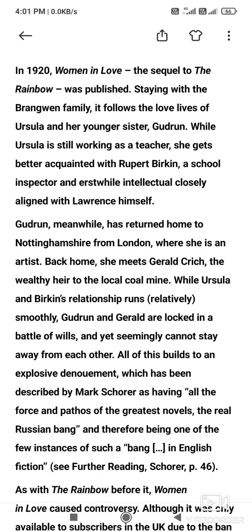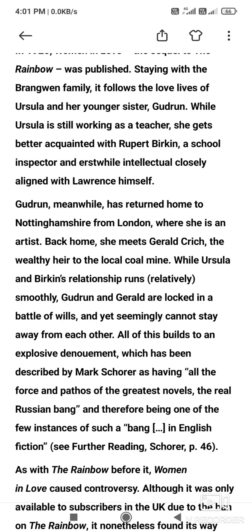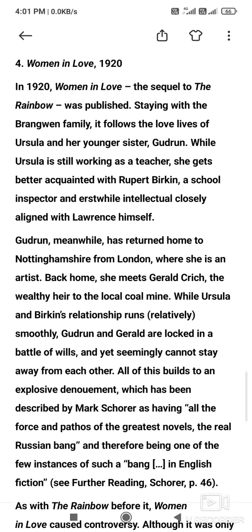It explores the complex relationships and societal dynamics among four characters: Ursula, Gudrun, as well as Gerald Crich and Rupert Birkin. Ursula and Gudrun are sisters with contrasting personalities, navigating love and self-discovery. Ursula's relationship with Rupert Birkin is central, reflecting Lawrence's exploration of the evolving dynamics between men and women in a changing world. The sequel to The Rainbow, Women in Love, was published in 1920, staying with the Brangwen family. It follows the love lives of Ursula and her younger sister Gudrun.